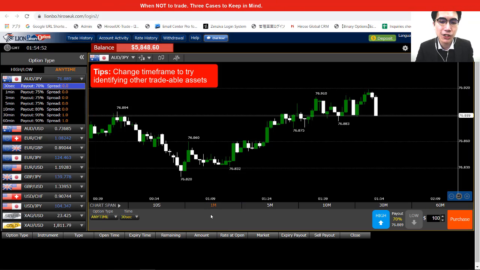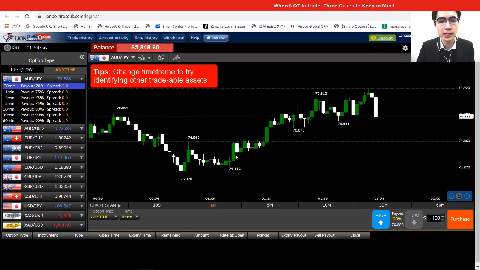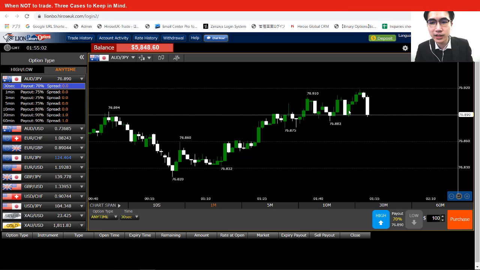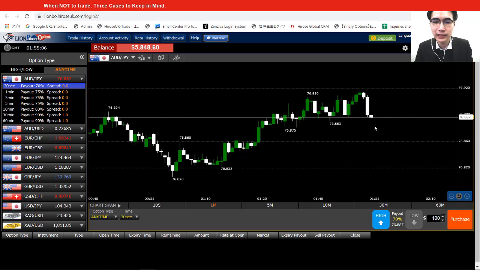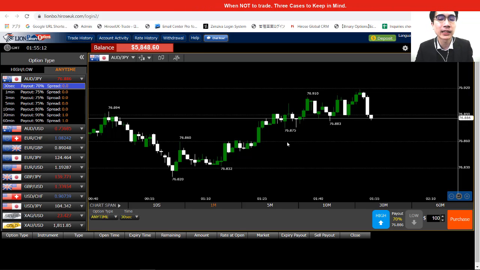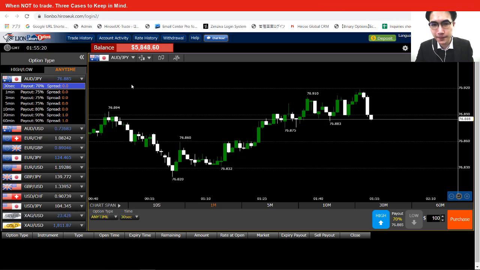Now I changed to a 1 minute chart, just to see whether the 1 minute chart is suitable for trading. You see, as I mentioned just now, I see a lot of full body candlesticks here, and a lot of long shadows. So that's another indication of an unstable price movement. So we will not trade when the price behaves like this.